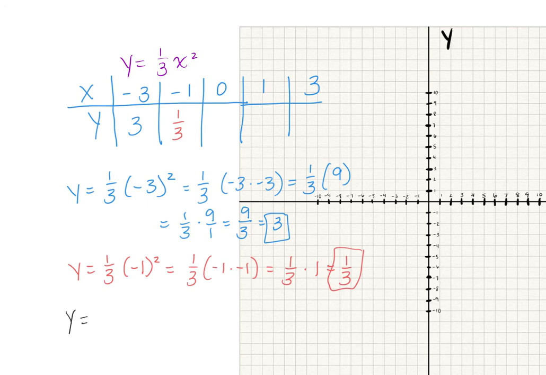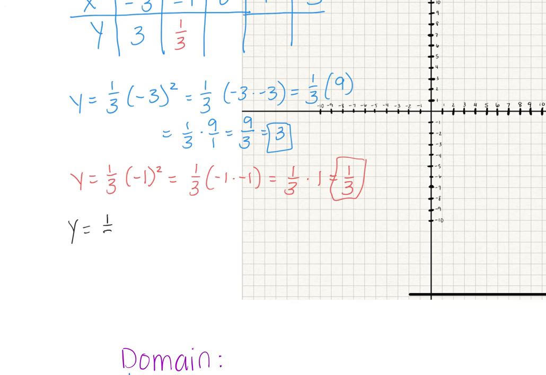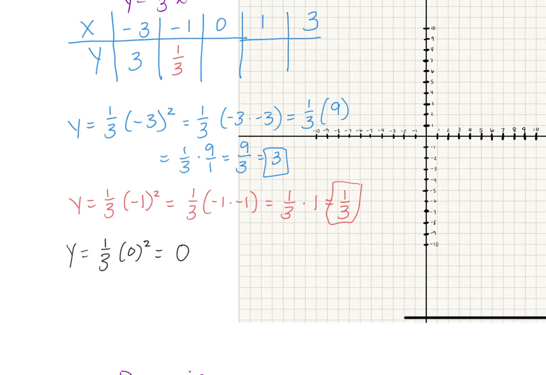What would happen if we plugged in x equals 0? y equals 1/3 times 0 squared. Tessa? It's just going to be 0. Anything times 0 will just give us 0. So this is 0, 0.